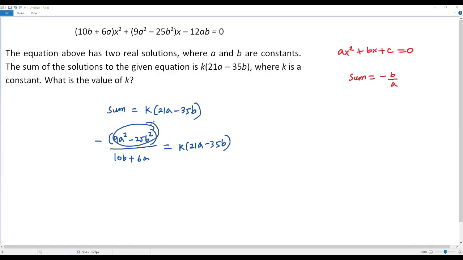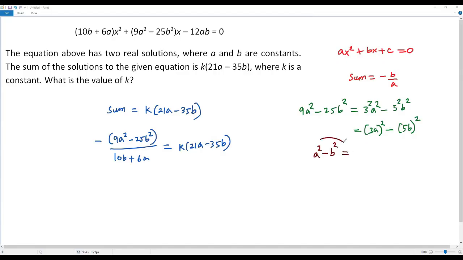Here we can factor this expression. Now let me do that separately. Let me take this expression 9a square negative 25b square, and we can write this 9 as 3 square, and also here we have a square negative. We can write this 25 as 5 square, and we can take this b square as it is. We can write 3 square times a square as 3a the whole square negative, and we can write this one as 5b the whole square. Now let me consider an algebraic identity, that is the difference of two squares, a square negative b square. We can write the difference of two squares in factor form, that is a positive b times a negative b.